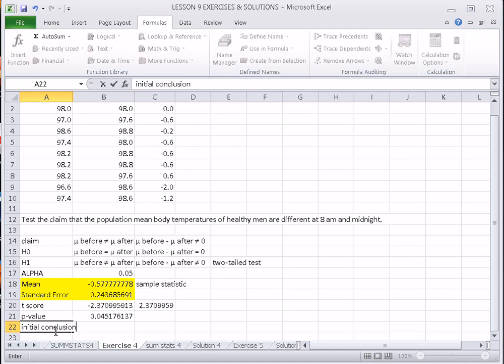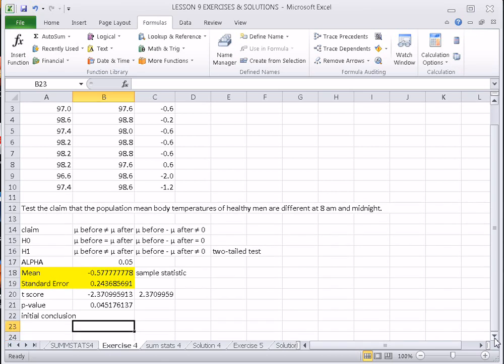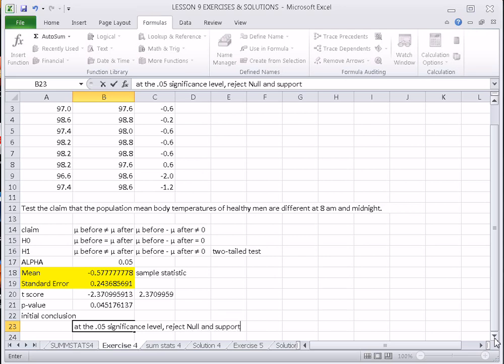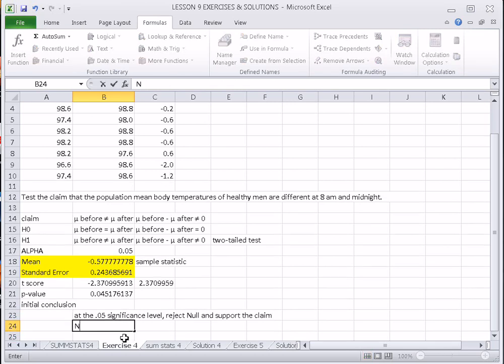So that's interesting. At the 0.05 significance level, we will reject the null and support the claim. What's interesting to note is that at the 0.01 significance level, we would not reject the null and not support the claim. So see how it matters what you picked.